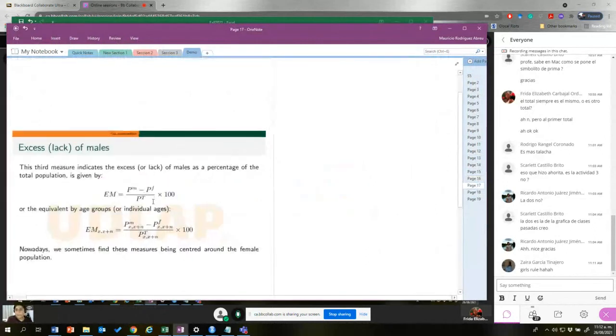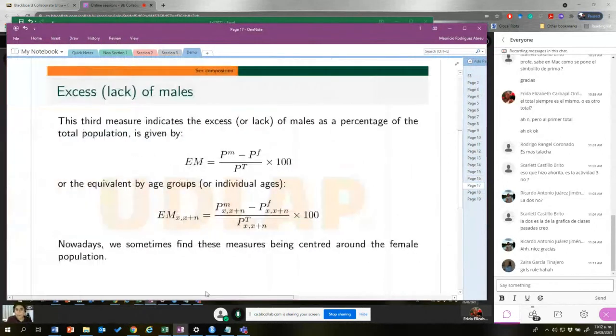And the last one is what is called excess or lack of males, or we can do it for females, in the population. It is just taking the difference between males and females and then dividing by the total population, and then seeing what is happening. So if we have more males than females, this would be a positive value, so it's going to be an excess of males. And if we have more females than males, we will have a lack of males. So again, it can work both ways.